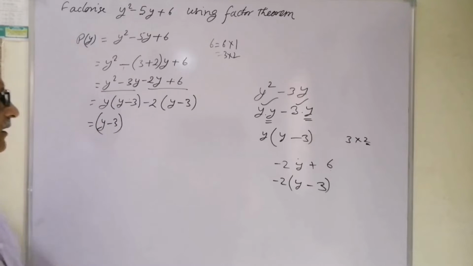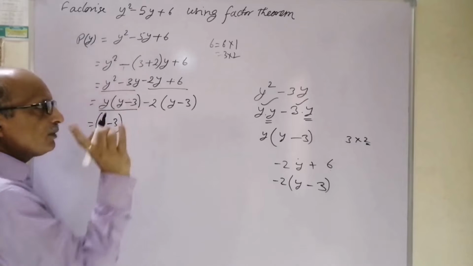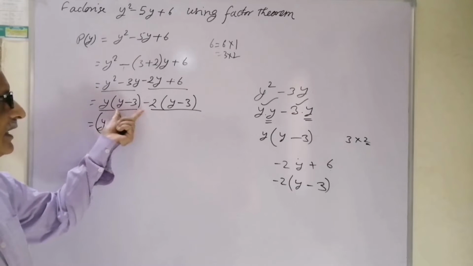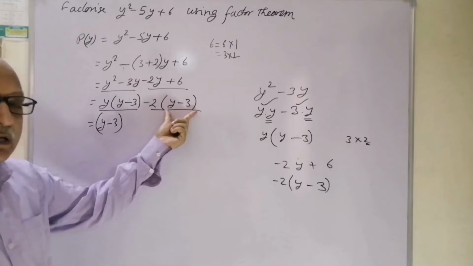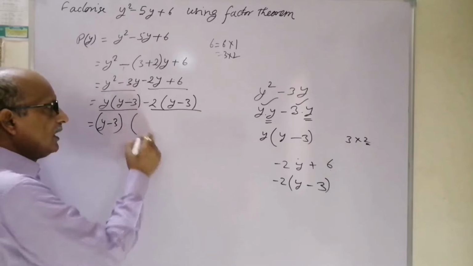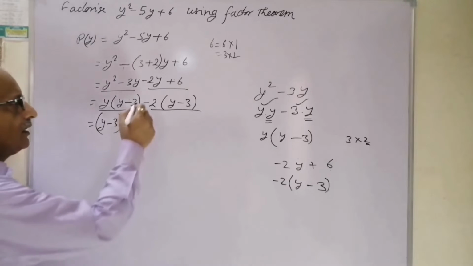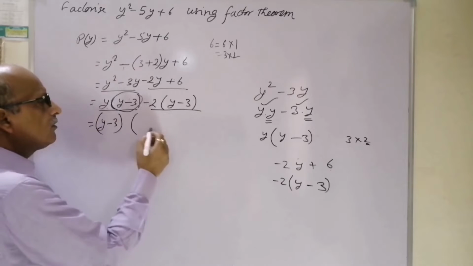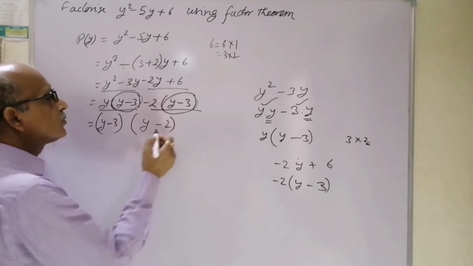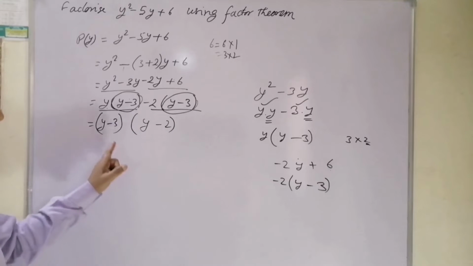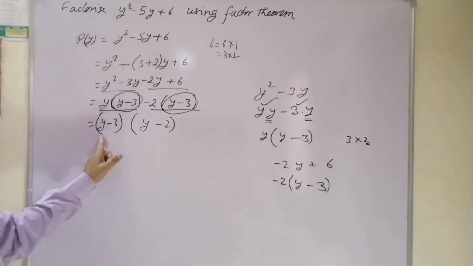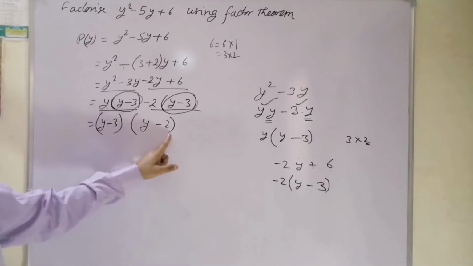One more thing to understand here. This is considered to be one term and this is considered to be another term. In this term y minus 3 and in this term y minus 3. It means y minus 3 is common in both. So we have taken y minus 3 common. After taking y minus 3, this we have taken out, what is left is y. This too we have taken out, what is left is minus 2. So these are the factors of y square minus 5y plus 6: y minus 3 and y minus 2.